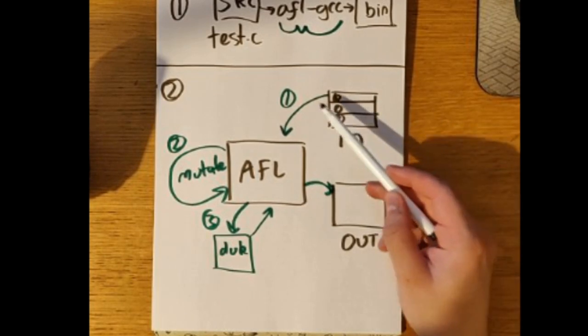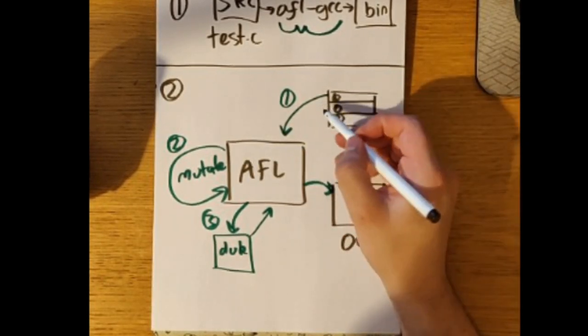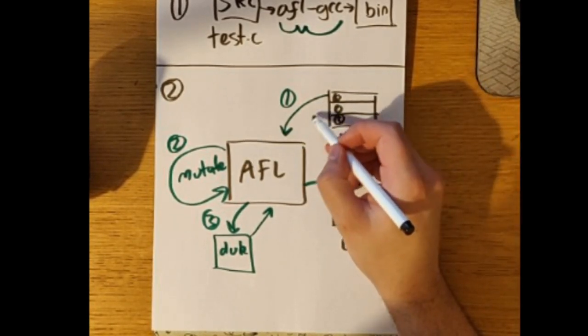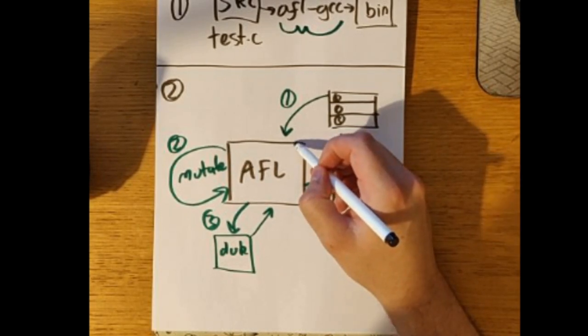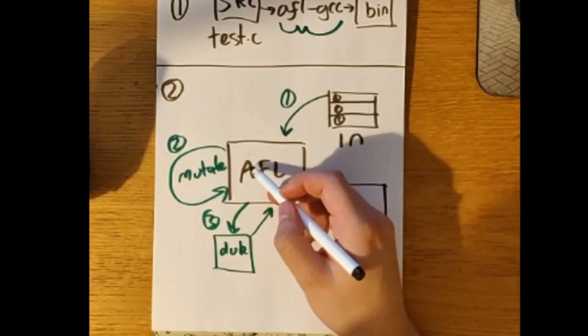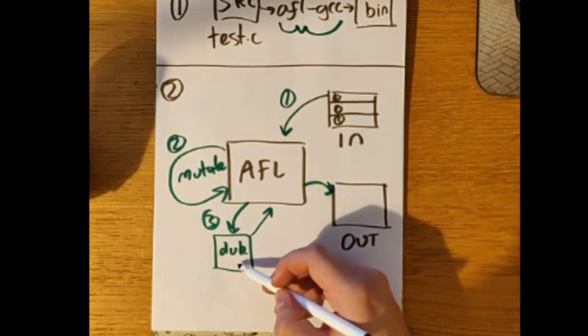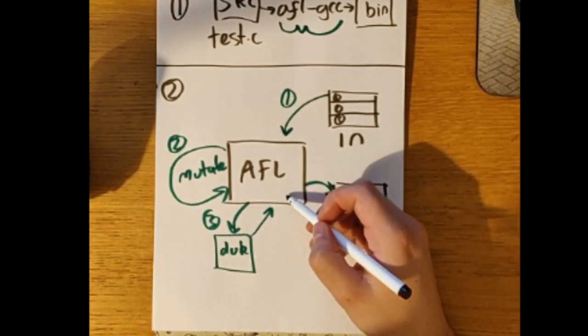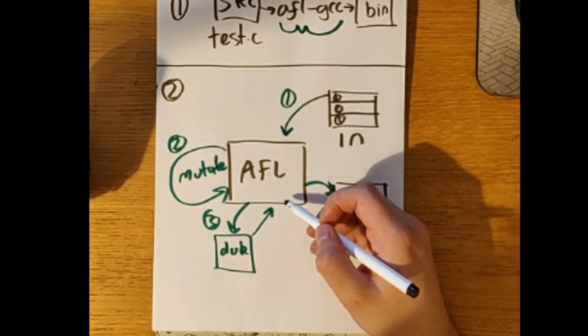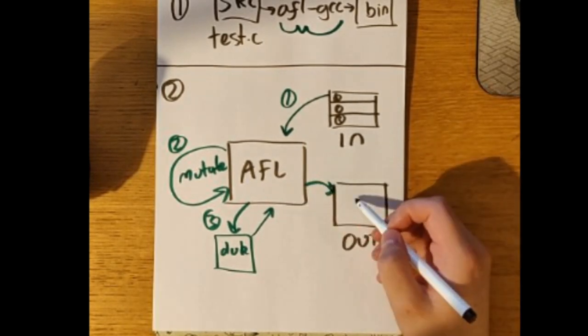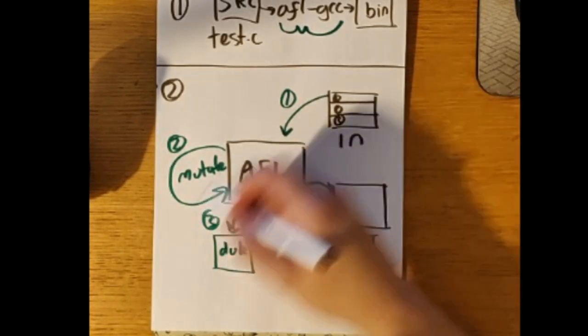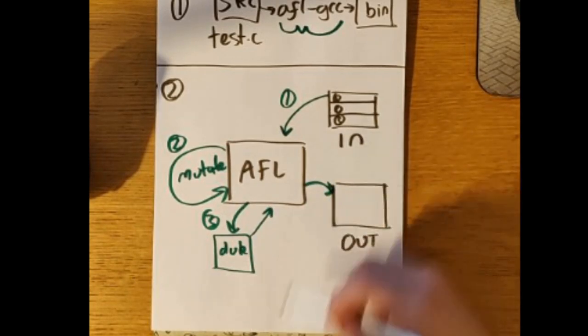So we've done it the first time. Number two, as it comes back to the start, it's going to load the second test case, change it, and send it to duck. It returns the value, either as a crash, an infinite loop, or exited cleanly, and AFL records the value. Step number three, and it's just going to keep doing this over and over again until we tell it to stop.